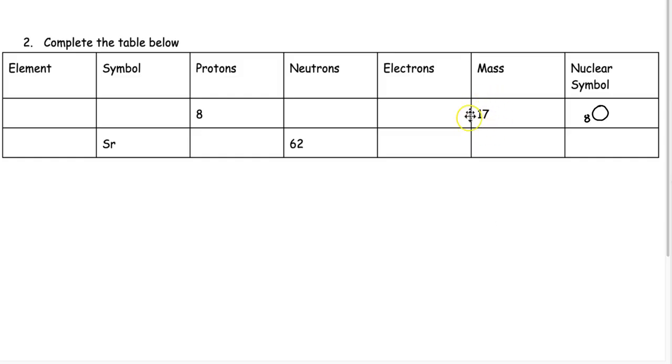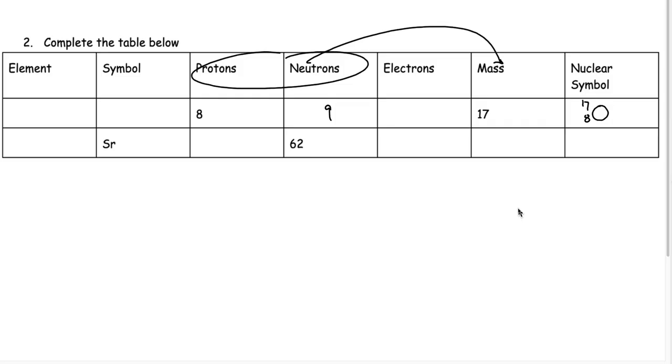If I tell you the mass is 17, that means this particular isotope has a mass of 17. Well, I know the protons and the neutrons add up to be the mass number. And so 17 minus 8 tells me that there must be 9 neutrons. So 8 and 9 will give me a mass of 17. The mass is written as a superscript to the left.